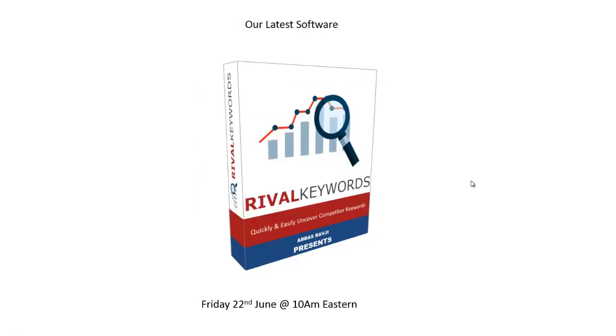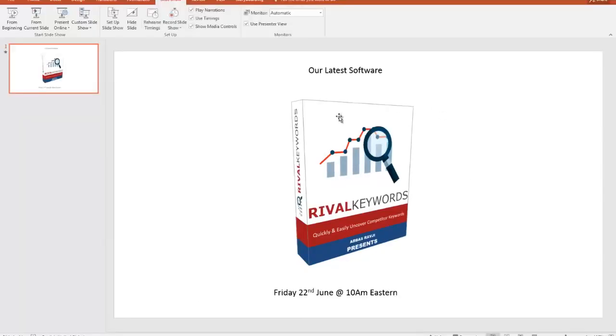What Rival Keywords allows you to do is uncover keywords that your competitors are ranking for inside of Google, and then you being in a position to go ahead and rank for those keywords yourself, knowing which keywords are actually sending valuable traffic to your competitors. So I'm going to take you away to Google, and I'm going to show you exactly how Rival Keywords works before I take you over to the actual software.